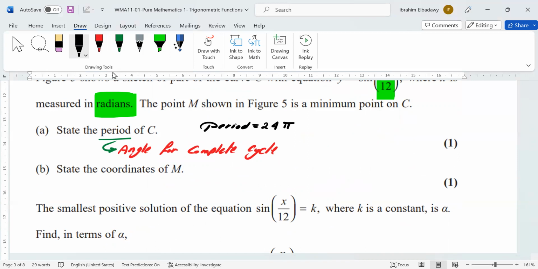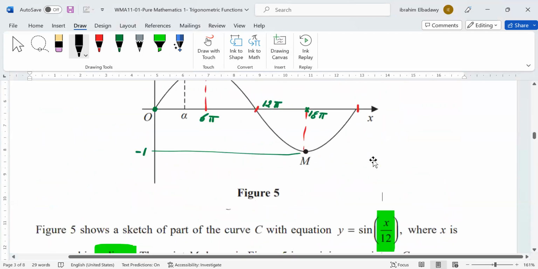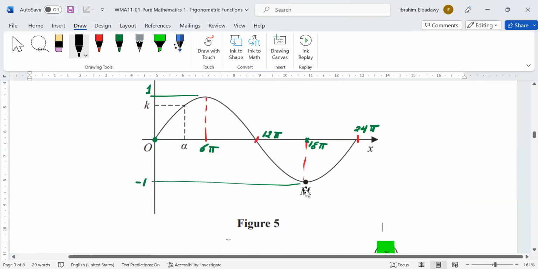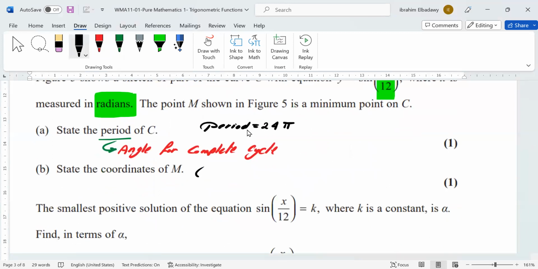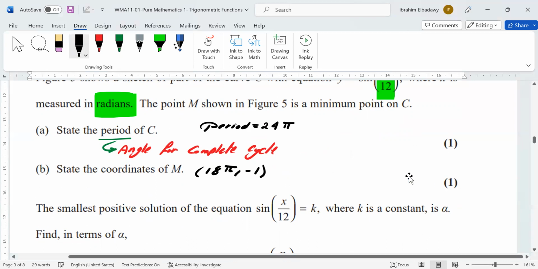State the coordinate of M. Okay. Where is M? Okay, M is here. You already know that the y-axis for M is -1. But what about the x-axis? It is 18 pi. So the coordinate of the point M is 18 pi and the -1. Then 18 pi and the -1. This is the answer for coordinate M.